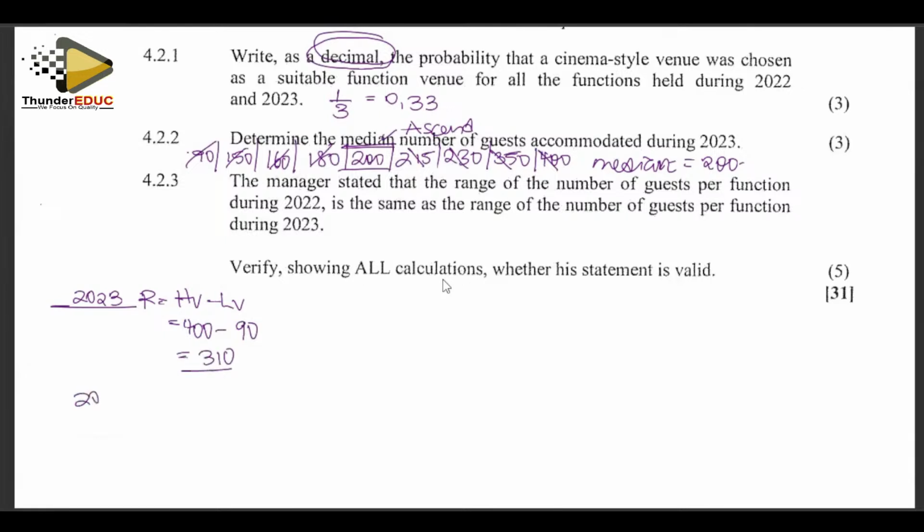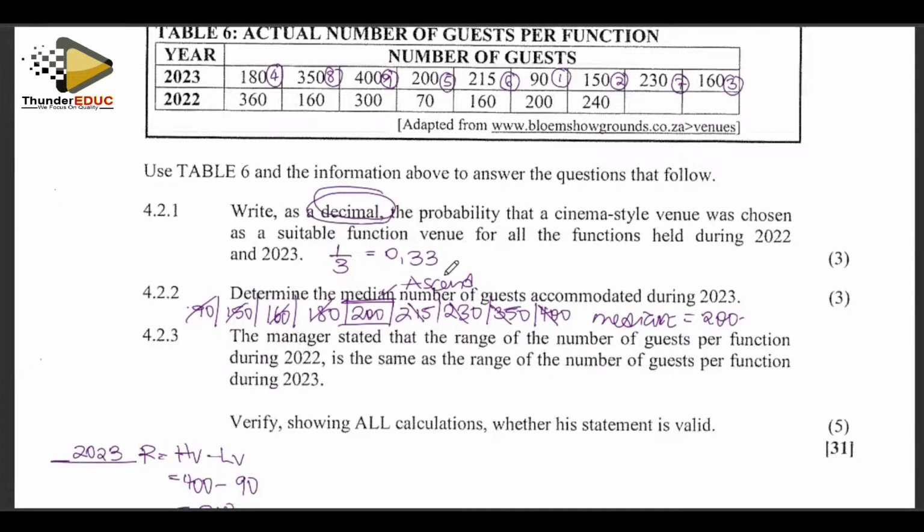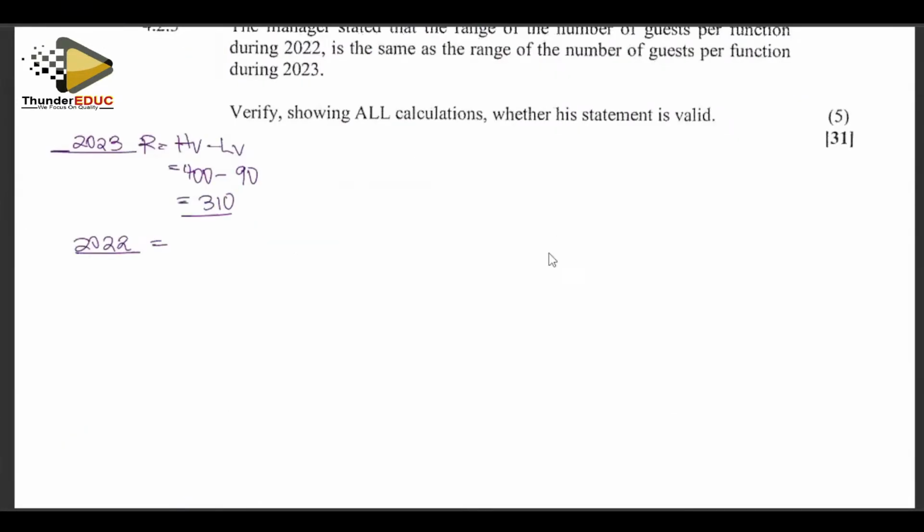So what about 2022? You don't need to repeat the formula. We've already seen that you know how to use it. But pick the number. In 2022, what was the highest value? Highest value in 2022 was 360. And the lowest value is 70. So 360 minus 70. I'm here looking at it. You have 290. So the statement is what? Don't forget this. The statement is invalid.